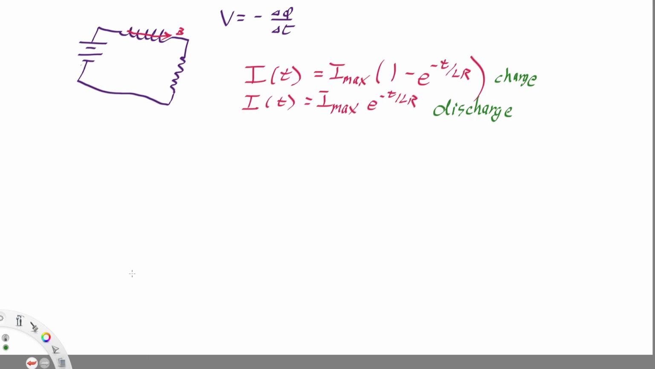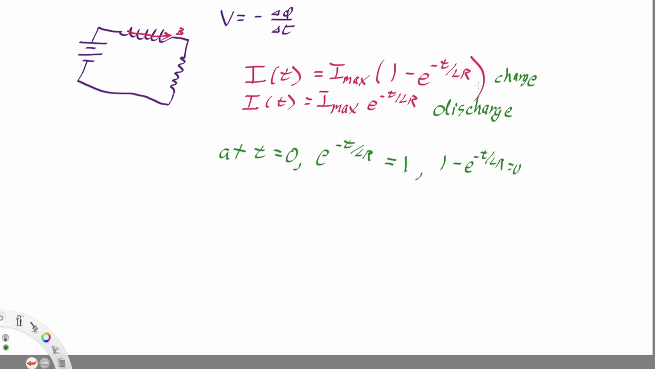Why do we subtract? Why do we have the 1 minus? Okay. The reason we have the 1 minus is because at t equals 0, e to the minus t over L over R is not 0, it's 1, which means that 1 minus e to the minus t over L over R is 0.